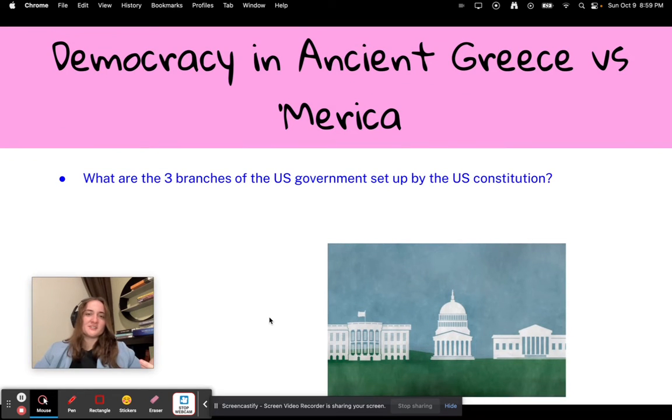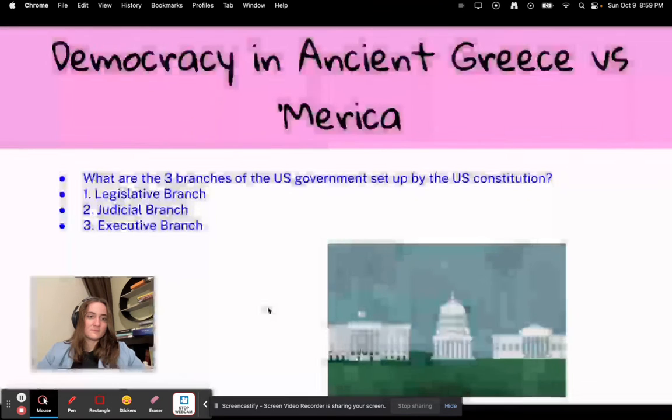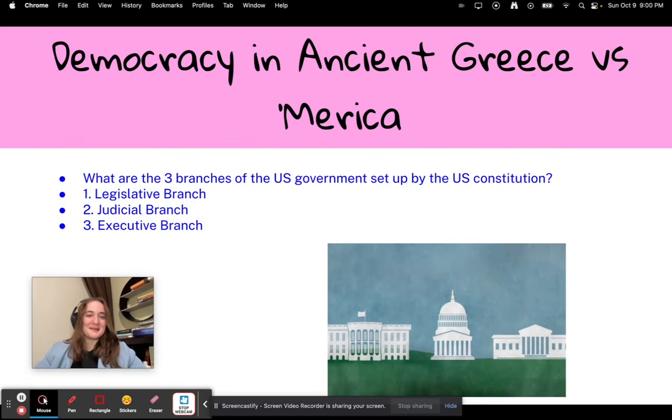What are the three branches of the U.S. government set up by the U.S. Constitution? I'm really having you think back to the past, right? Yeah, so there are three: legislative, judicial, and executive branches.